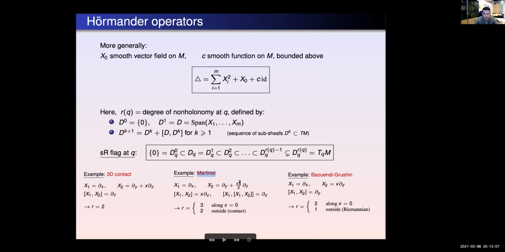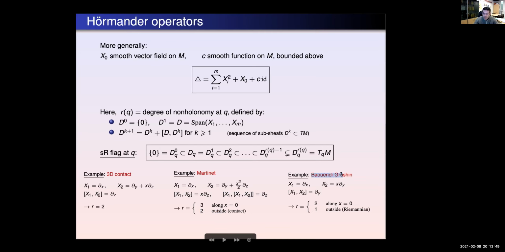We put a square here. We put the x that was here at a square. We obtain the Martinet case. So you see that then we need one further Lie bracket in order to generate the missing direction everywhere in R3. Actually, it means that we have r equal 3 in general. I mean, along x equals 0, because along x equals 0, the first Lie bracket is degenerate. But outside of this singular surface, which is called the Martinet surface, usually you have only r equal 2.